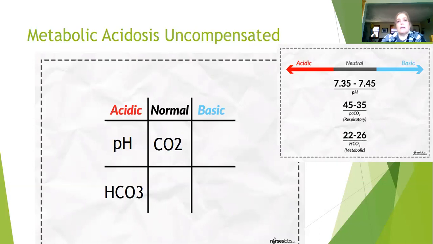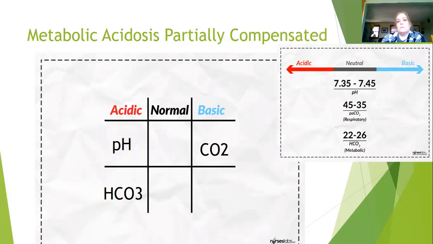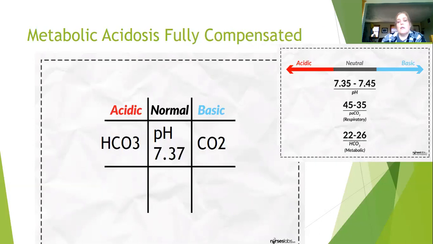Okay, metabolic acidosis uncompensated looks like this. So now we have the pH lined up with the bicarb. So the pH is acidic, so we know it's an acidosis. The bicarb is in the same column, so it's a metabolic acidosis. And the CO2 is not trying to help, so it is uncompensated. This is what metabolic acidosis partially compensated looks like, then fully compensated.